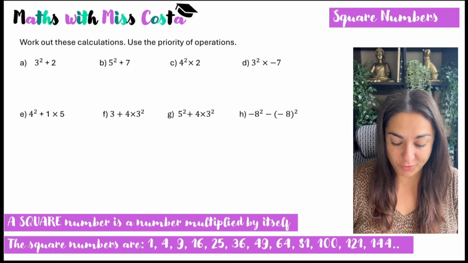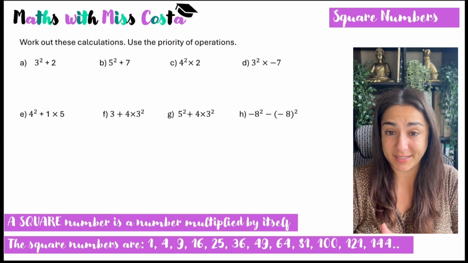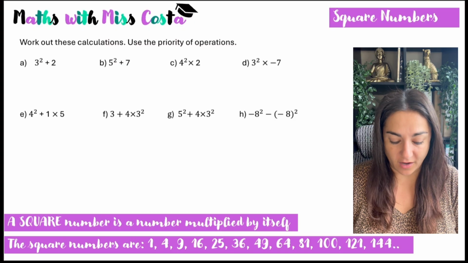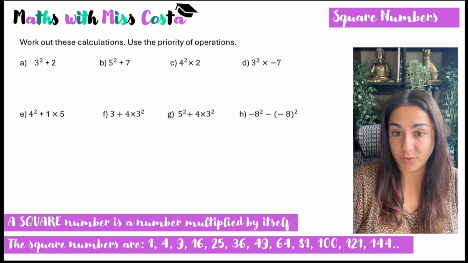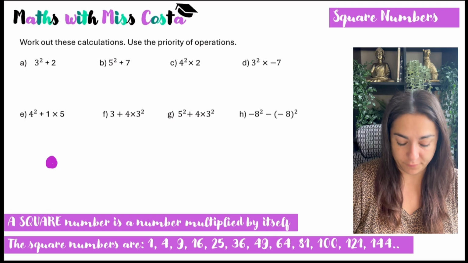Okay, so here we've got a reintroduction to the square numbers. So hopefully you've come across them and you know why square numbers are called square numbers. But if you don't, just a quick little recap. Square numbers are called that because if we literally multiply them, they kind of form a square.